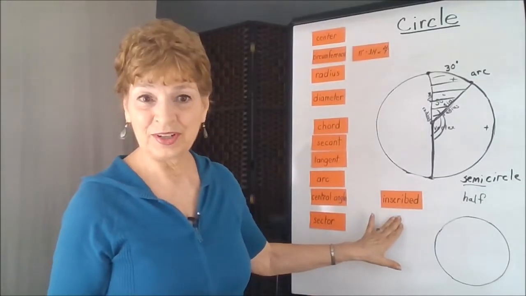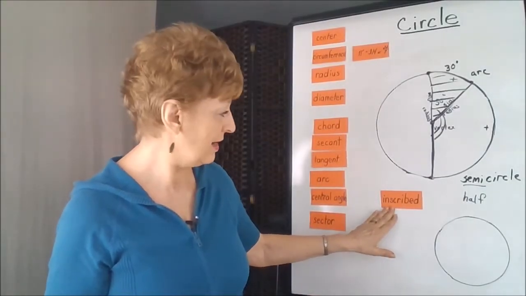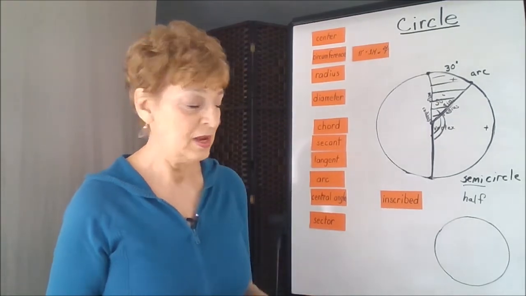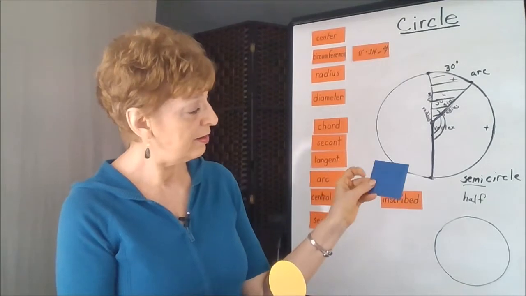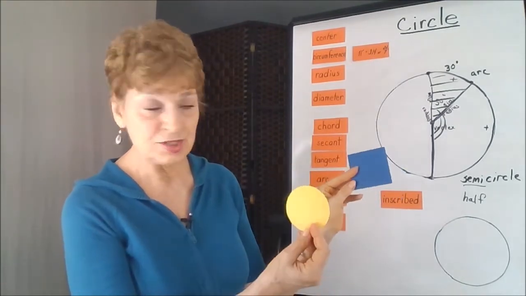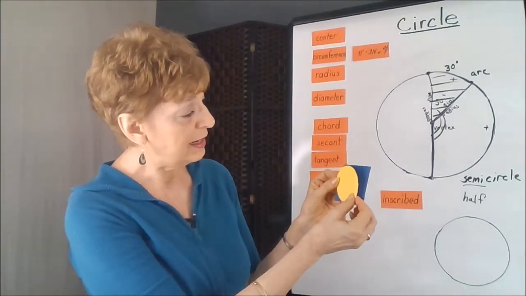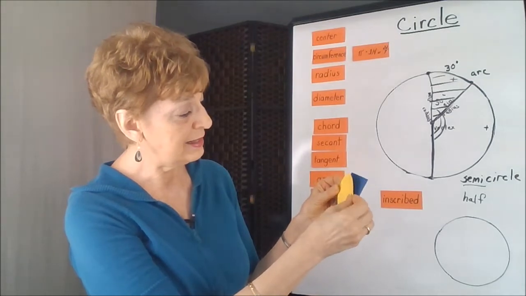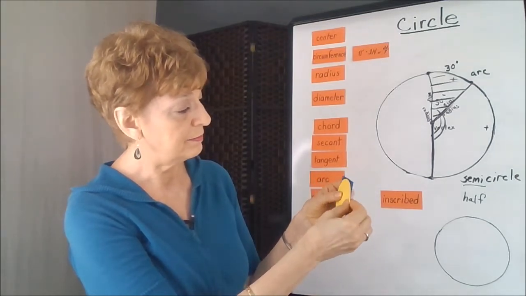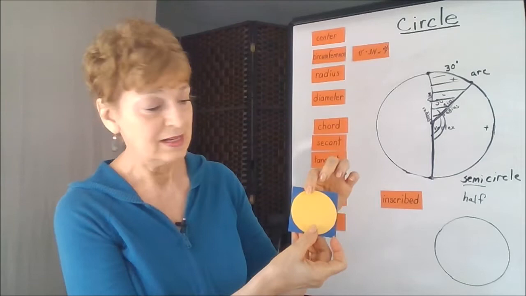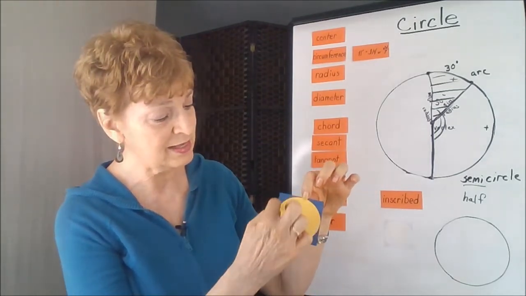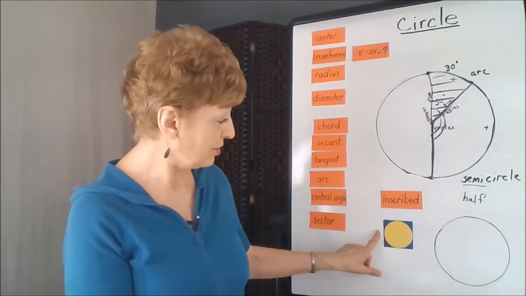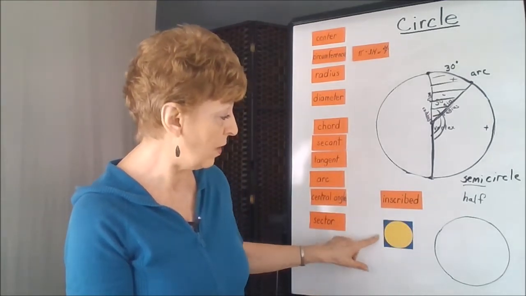Here's a term that you'll hear too in upper math. It's called inscribed. That's when you're putting a shape within a shape. Here I have a square. The circle would be inscribed if it fits right in that square. Do you see how the circumference of this circle is touching the sides of the square? This would be called a circle inscribed within a square.